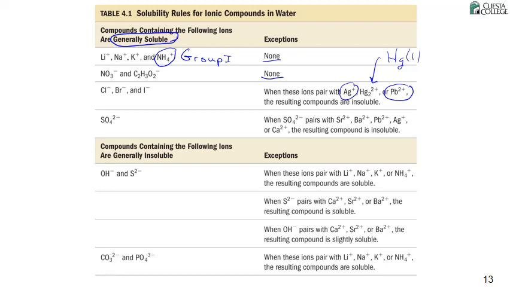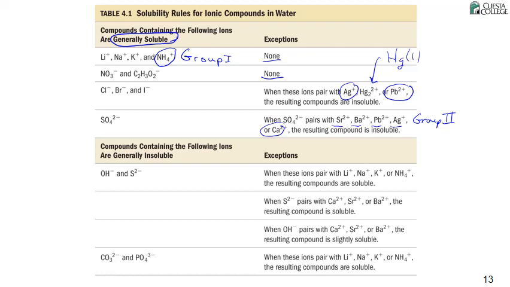Another compound that's usually soluble would be a sulfate compound. They have some group 2 exceptions, the strontium and barium, the larger ions in that group, and then a couple other ions, lead 2+ and silver plus. The calcium sulfate is kind of on the borderline. It's right in the middle of being soluble or insoluble.